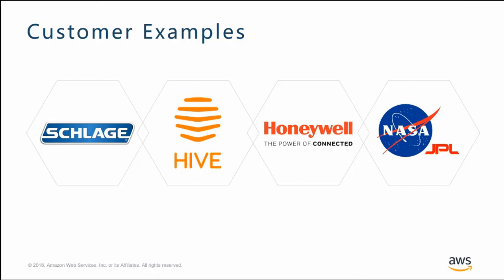Hive has built a suite of smart home products, and with Amazon FreeRTOS, built a water leak detector. Honeywell built a connected thermostat and control system, and NASA's Jet Propulsion Lab built a robot running Amazon FreeRTOS, connected to a larger robot running AWS Greengrass, and all synced with the cloud via AWS IoT Core. And if you're interested, you can see that demo online as well.